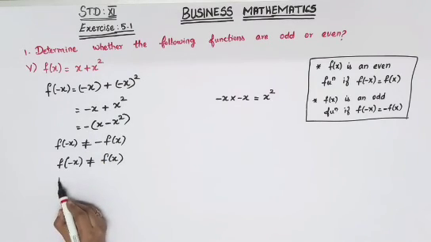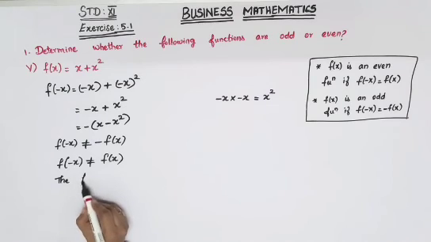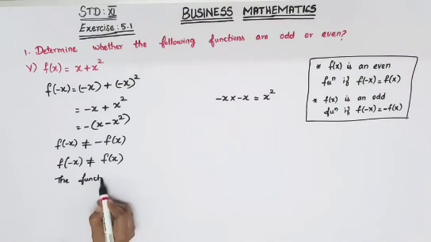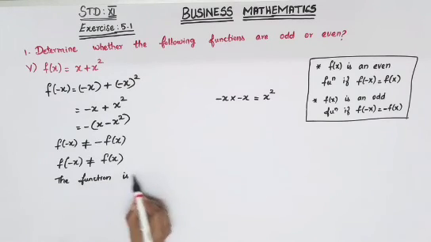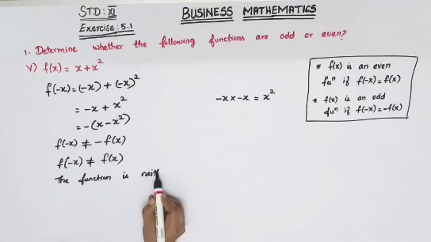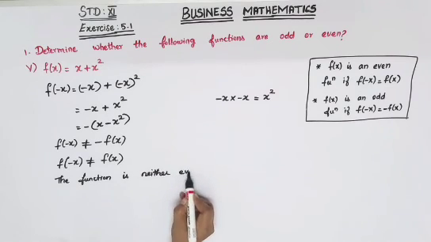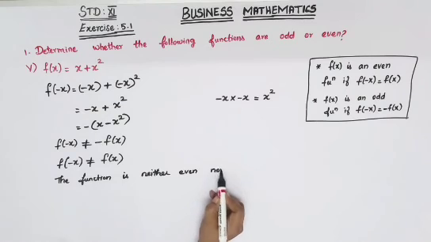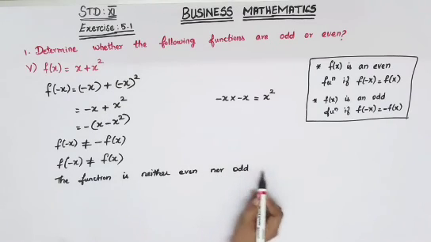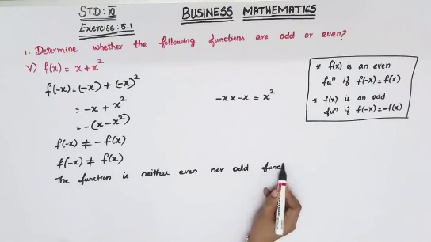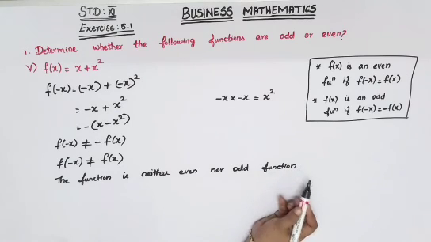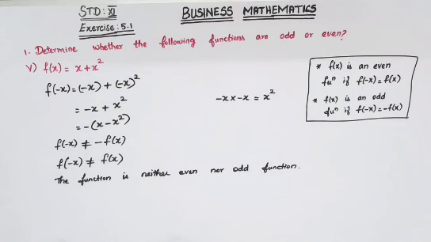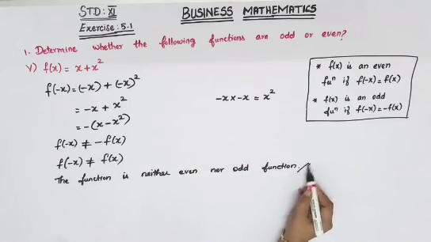Therefore you can write the function is neither even nor odd function. Both conditions will not be satisfied here. Therefore it is neither even nor odd. So this is the answer for your first question, fifth subdivision.